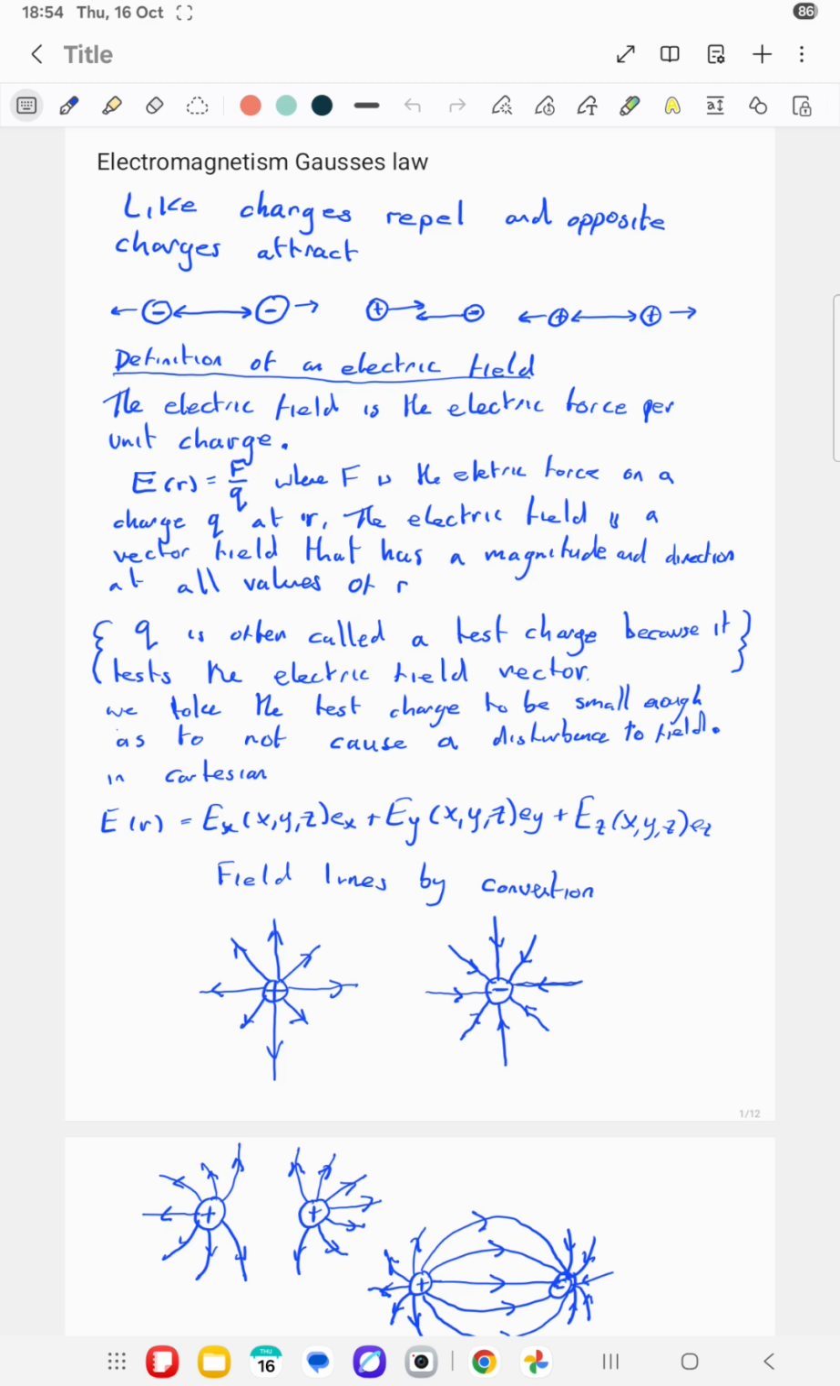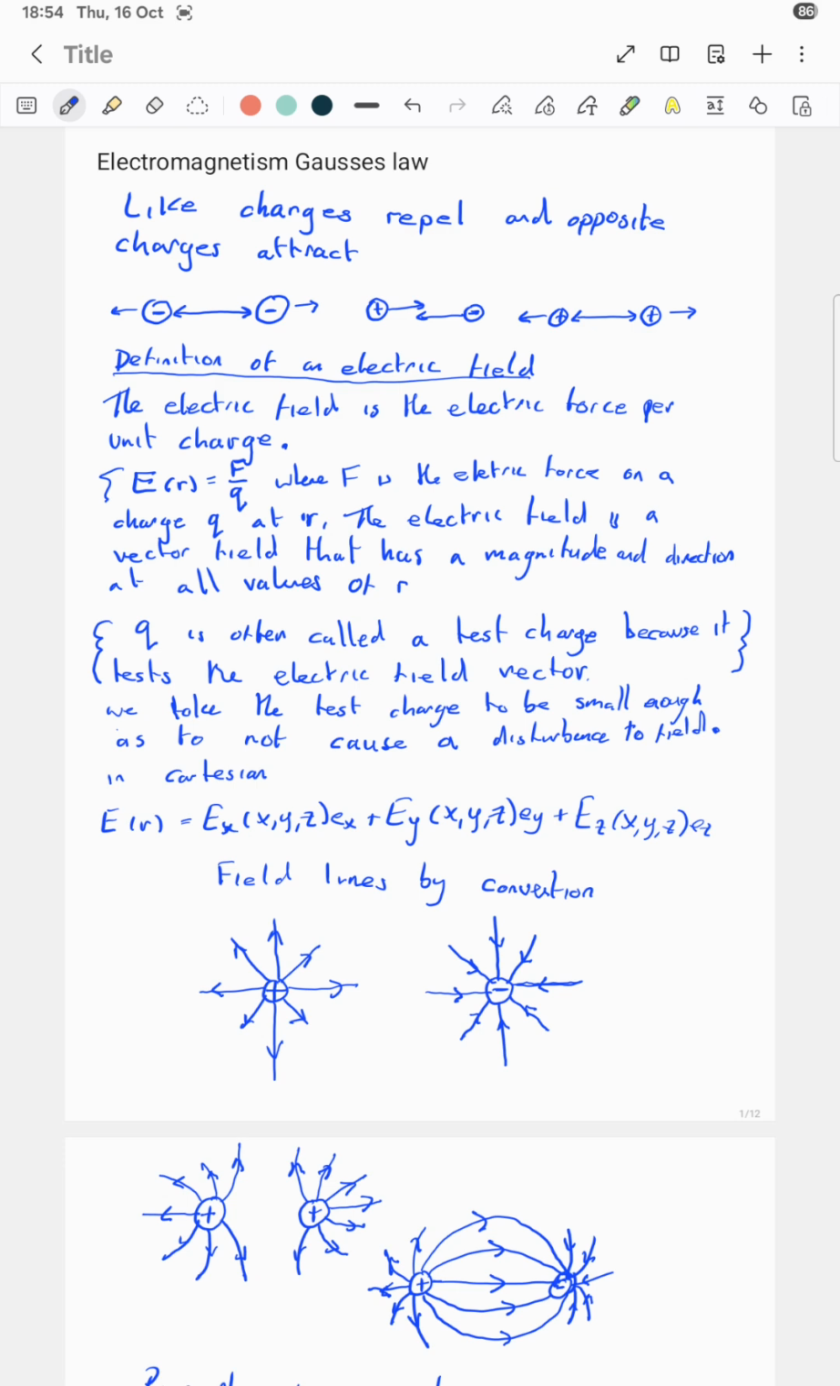The electric field is the electric force per unit charge, which is given by here, where F is the electric force on a charge Q at a point R. The electric field is a vector field that has a magnitude and direction at all values of R. Now Q, on an added note, is often called a test charge because it tests the electric field vector. We take the test charge to be small enough as to not cause a disturbance to the field.